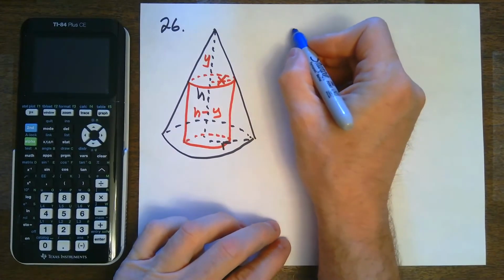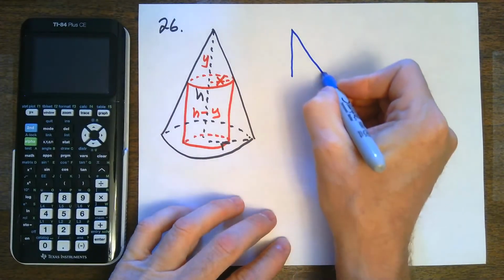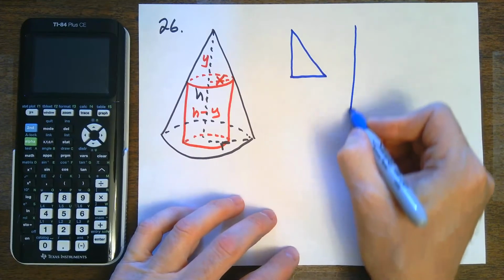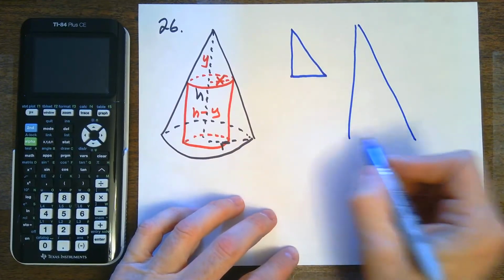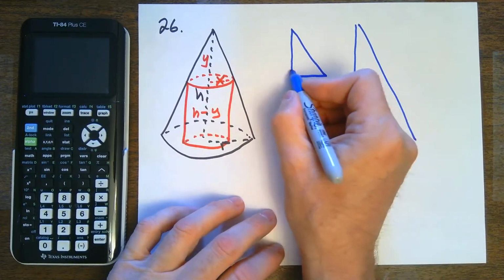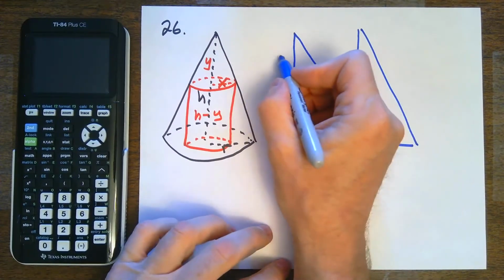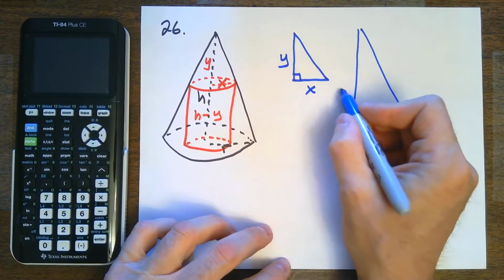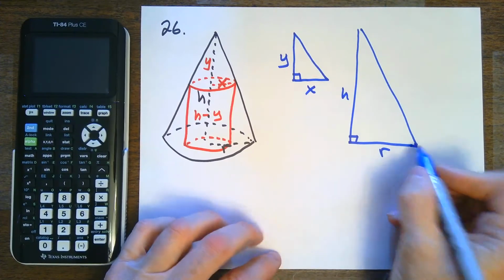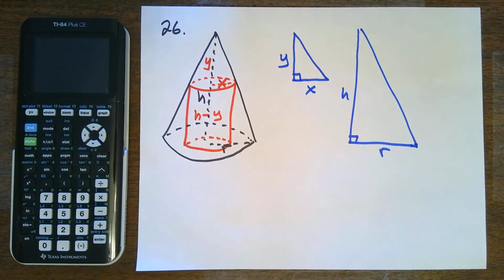But do you see the two similar triangles? I've got the triangle here, and I've got the triangle here, the little triangle with y and x, the big triangle with h and r. Do we see the two similar triangles here? Again, I'm going to think of h and r as numbers. They're fixed numbers. They're not variables. The x and y are the variables that I'm trying to solve for.